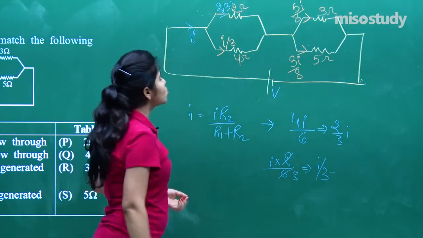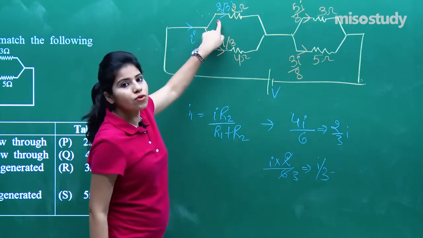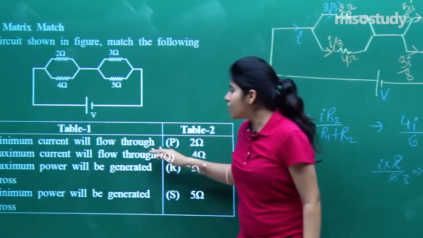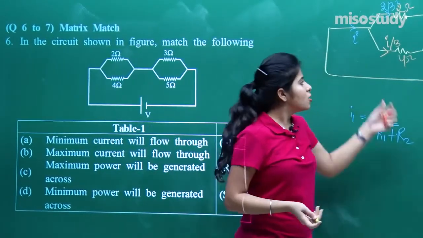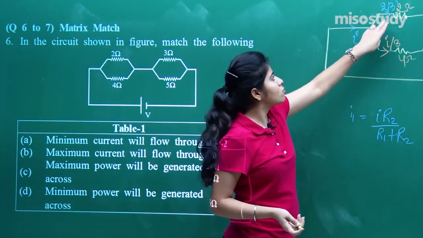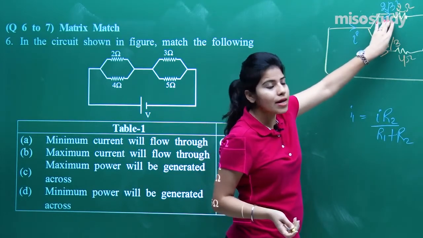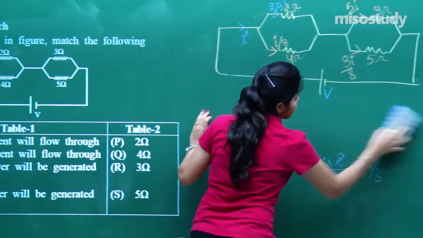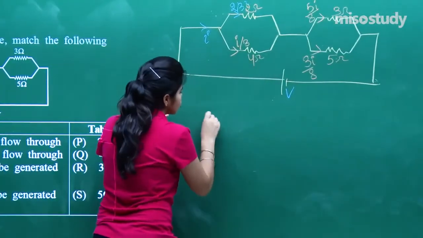Now we know that we have to find the maximum current and minimum current. Now the minimum current will flow through which resistance? To find out the minimum current, I have to take the ratio, this 2 by 3 I, this 1 by 3. So what we can do is, this is just a simple thing. What is 2 by 3?